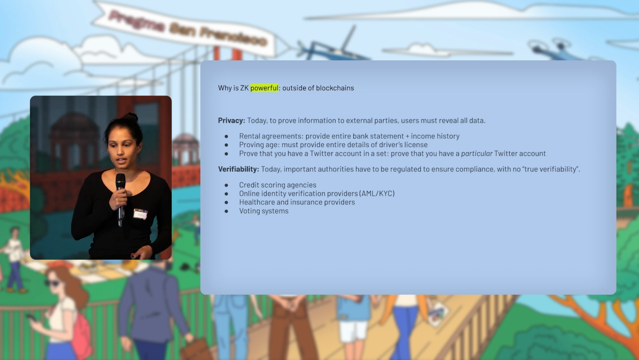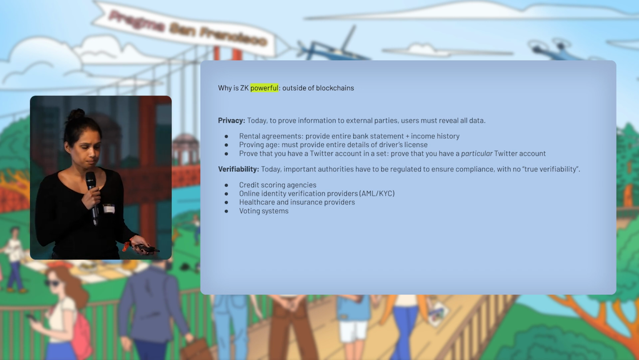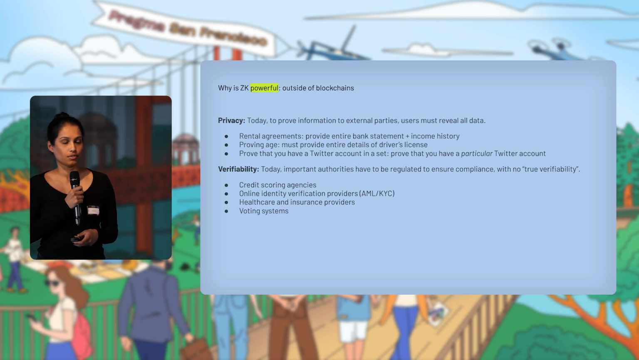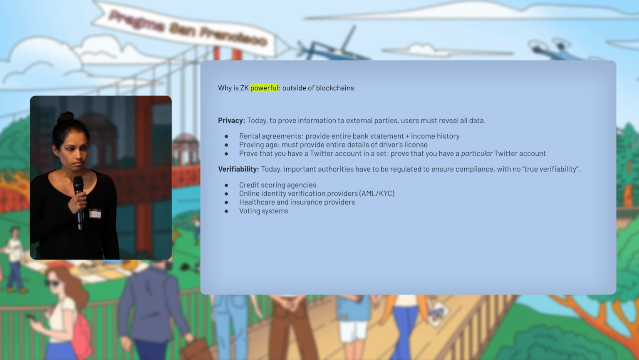But you could imagine that people want to include Twitter accounts in just a set, and you wouldn't have to reveal that you're a particular Twitter user. You could just reveal you're in a set of accounts that are approved in a ZK future.